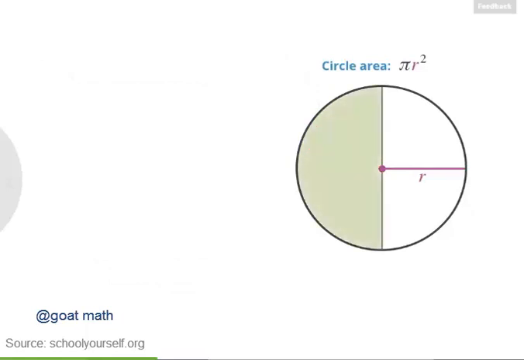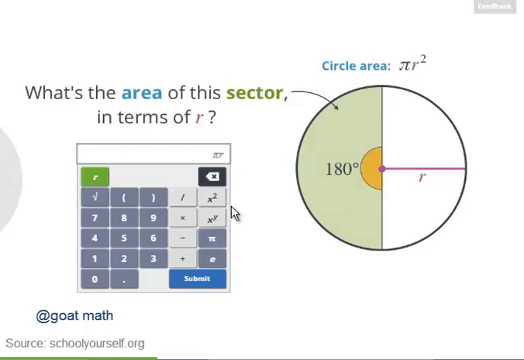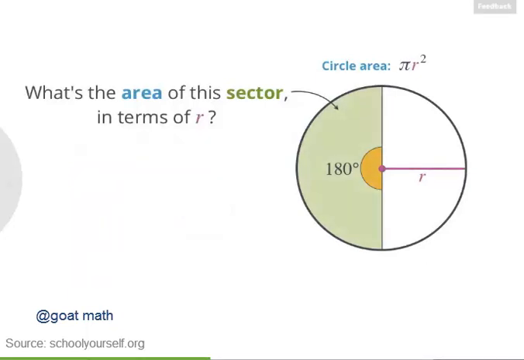First, let's look at a sector that's half of a circle. So this is a straight angle measuring 180 degrees. In terms of the radius r, what's the area of this sector? Nicely done. To find the area of half of a circle, you can take its total area, pi r squared, and multiply it by a half. An equivalent way to write this expression is like this, pi r squared over 2.